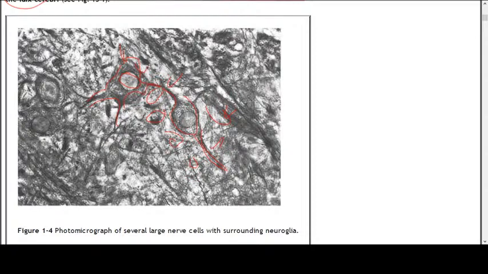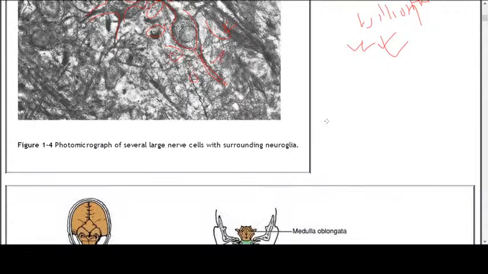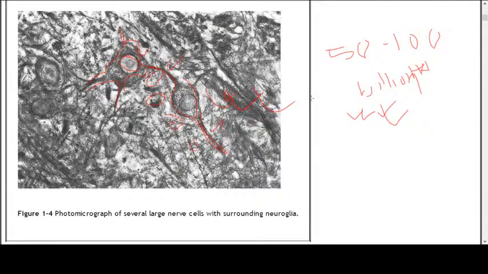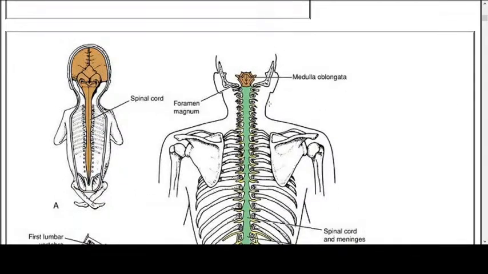It is said that there are about 50 to 100 billion synapses within the brain, which is so large in number that it could be compared with the number of stars in the Milky Way. It is so huge in a single human being. This one is the spinal cord.